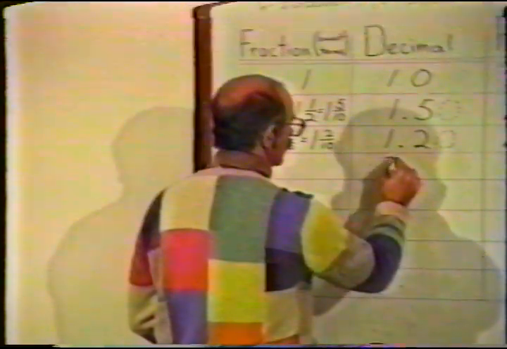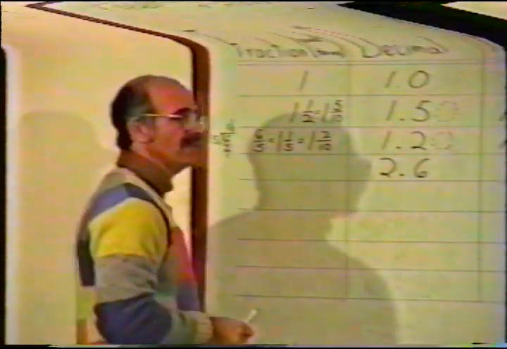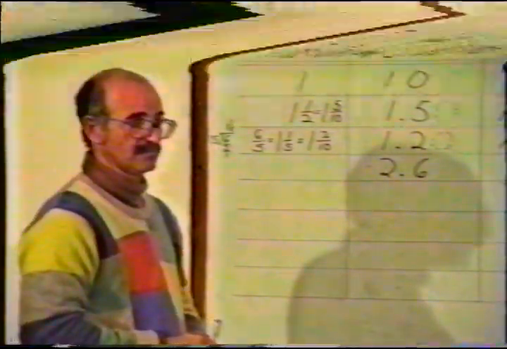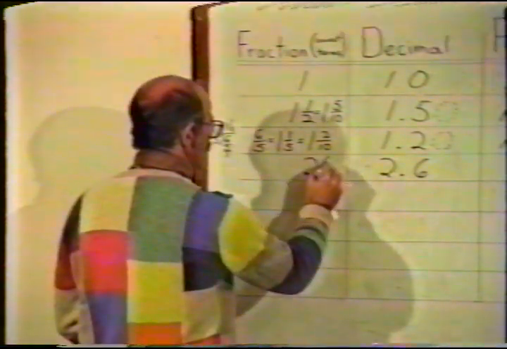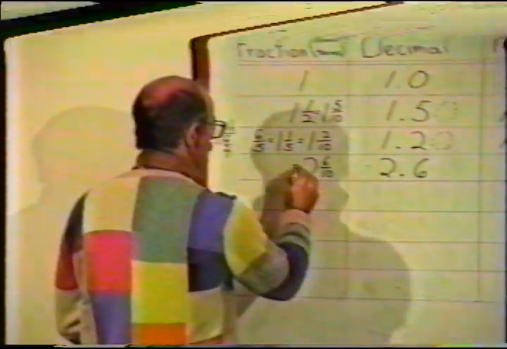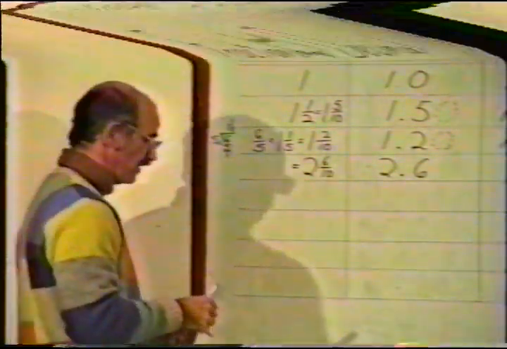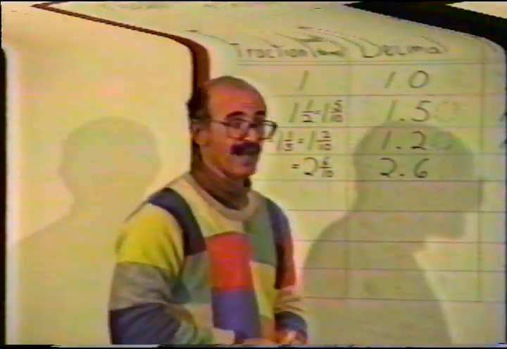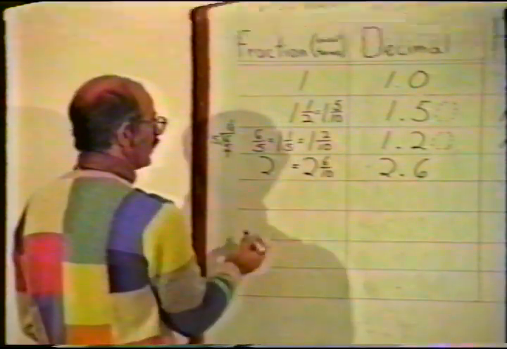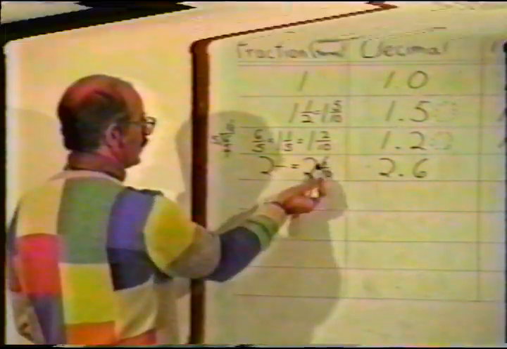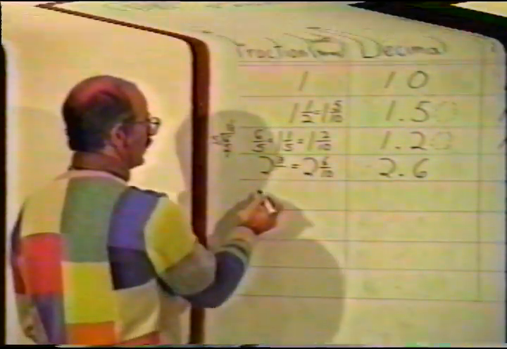Here's one that says 2.6. Read me that number. 2 6/10. 2 6/10. That's a mixed number with a whole number and a fraction. Can we reduce the fraction? Yes. What would you like to hit both these numbers with? 2. 2 into 6 is? 3. And 2 into 10 is?